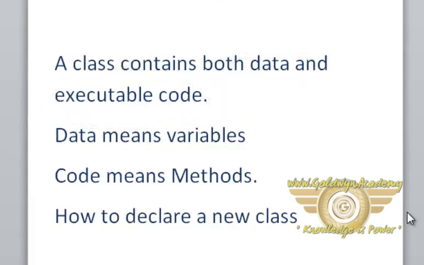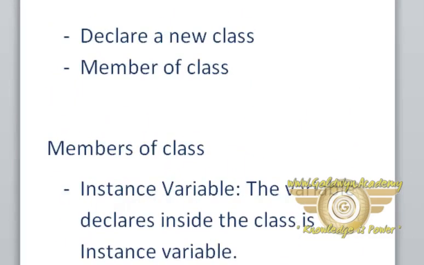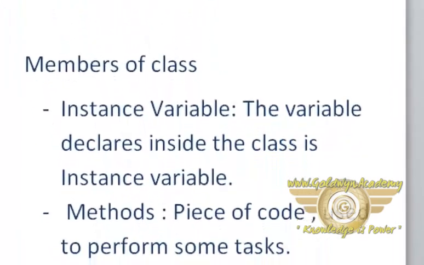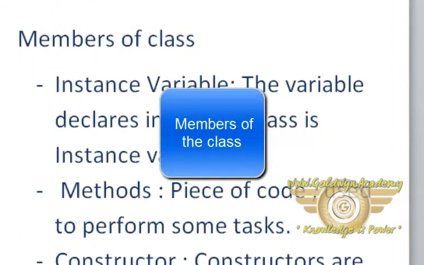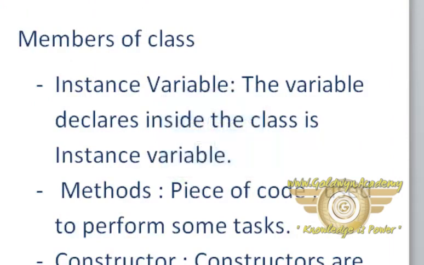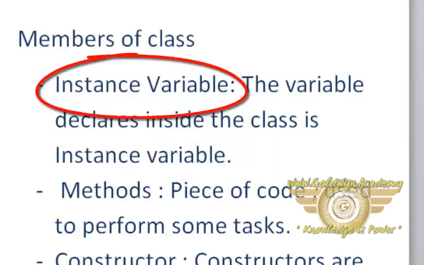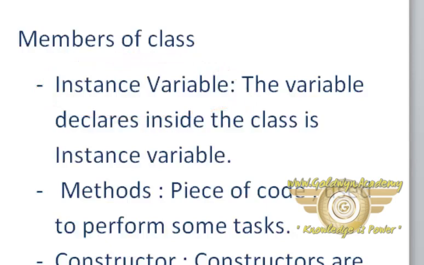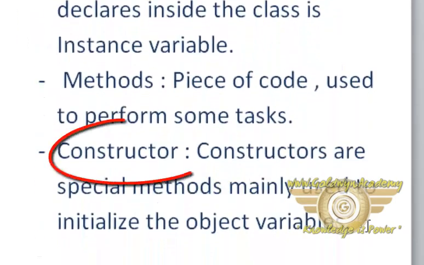Let's take a look at how to declare a new class. You should declare a class in a Java program. Members of classes are the most important part of the class, which contains variables, constructors and methods. Let's go through the members of the class. First of all, instance variable. The variable declared inside the class is called an instance variable. Methods. Constructor. Constructors are special methods mainly used to initialize the object variables.